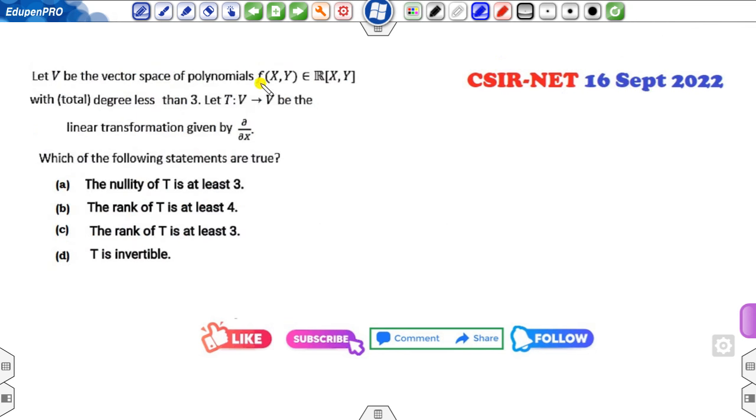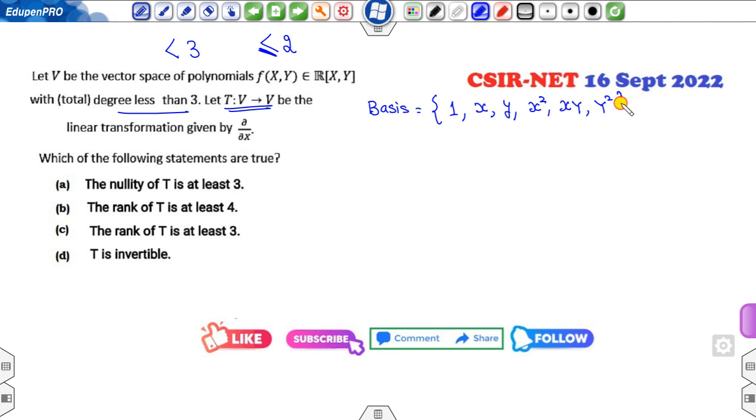V is the vector space of the polynomials f(x, y) of degree less than 3. Always remember, whenever there is a transformation, you always need degree less than or equal to, so I can write it as 2. Can you write the standard basis up to degree 2? 1, x, y, x squared, xy, y squared.